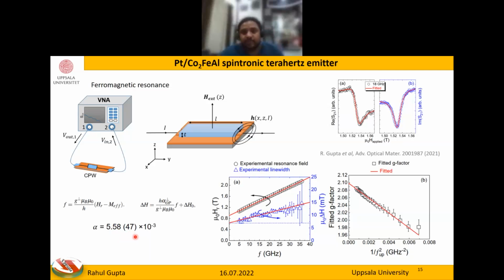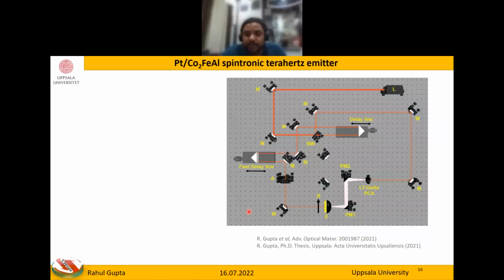Then we utilize this whole structure for terahertz emission measurement using a time domain terahertz spectroscopy setup. This is a schematic of our setup, where we use a titanium sapphire laser to generate the femtosecond laser pulse, which goes through the delay line and is incident on the emitter. Before putting in our spintronic emitter, we calibrated the whole setup using conventional emitters like LT GaAs, and then we replaced the LT GaAs emitter with our spintronic emitter. We applied a magnetic field in order to saturate all the spins in one direction, and because of the inverse spin Hall effect, this incident pulse generates terahertz radiation, which is focused on the LT GaAs detector.